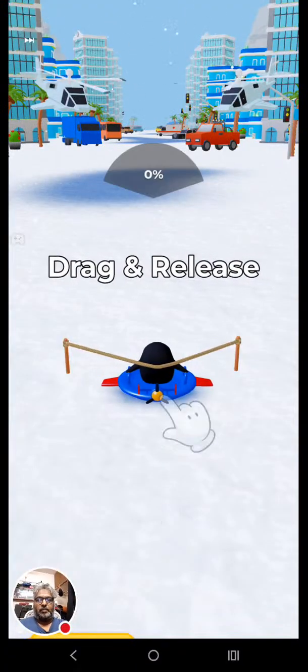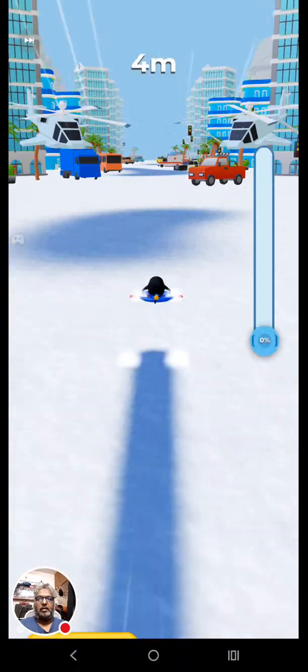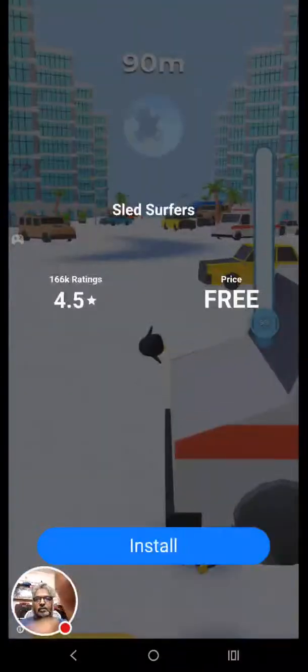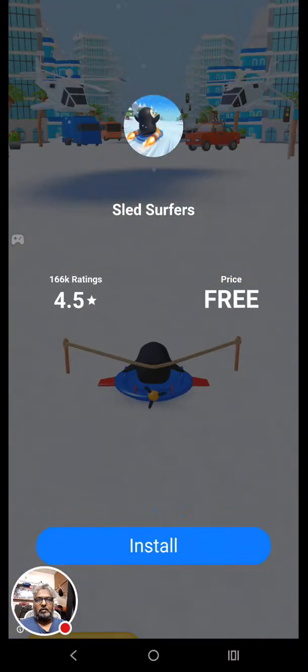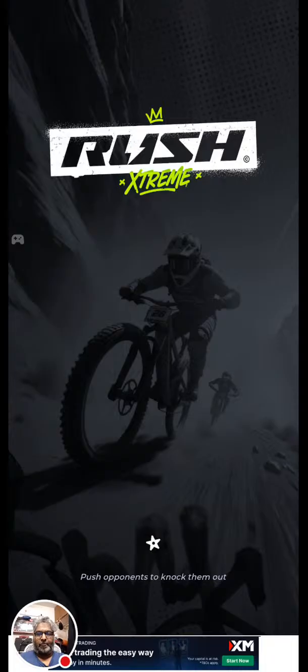Okay, I'm not here to play this game. Why am I being given this? We are on the promise of playing Rush-Xtreme. That's the ad which came between Rush-Xtreme.